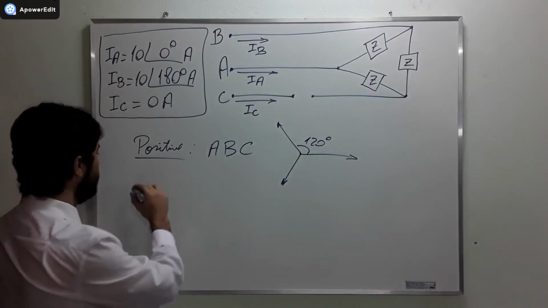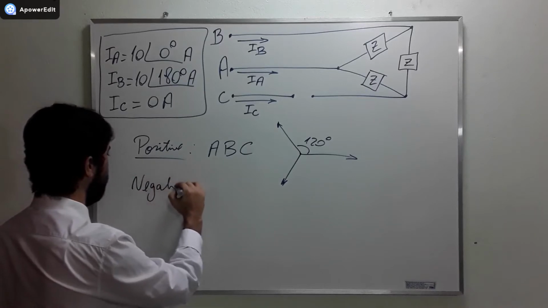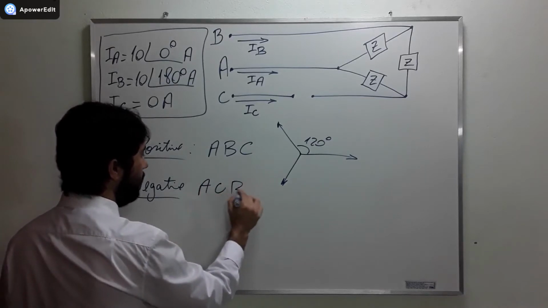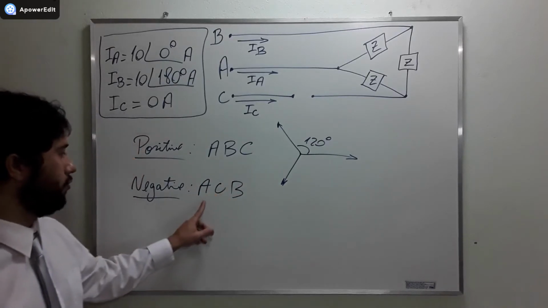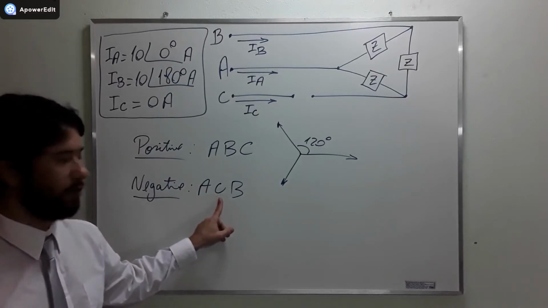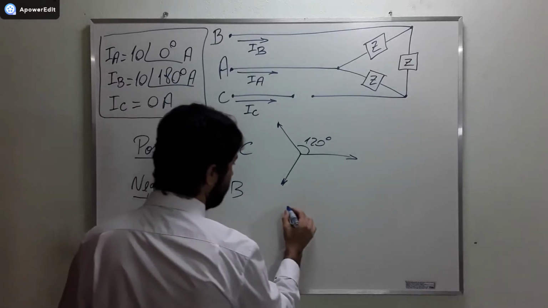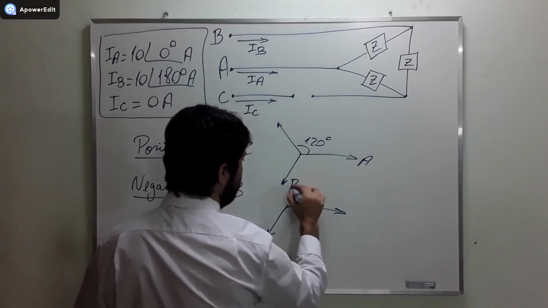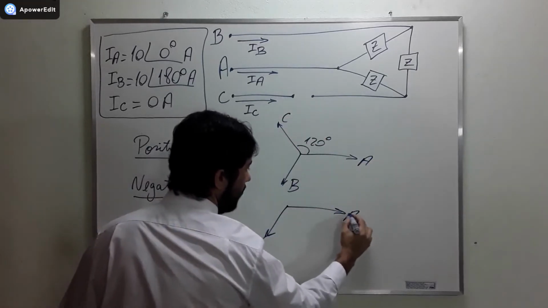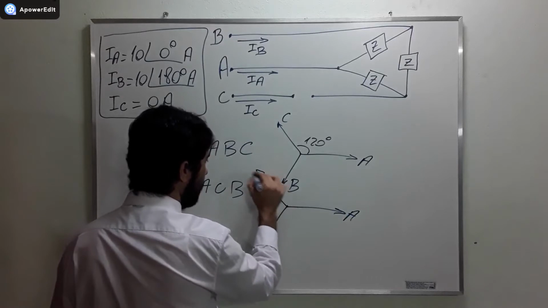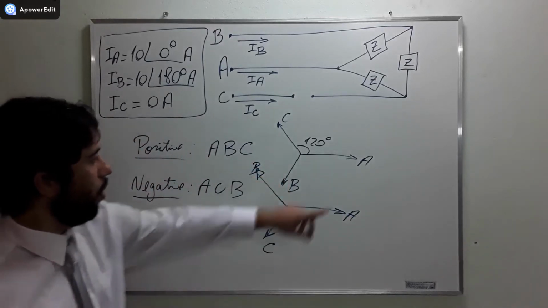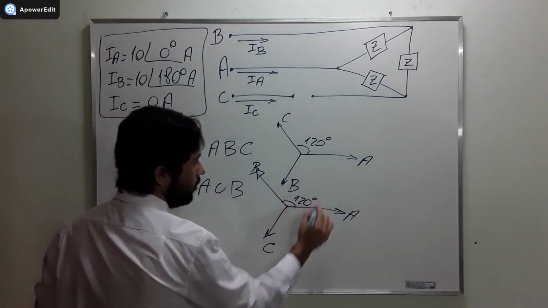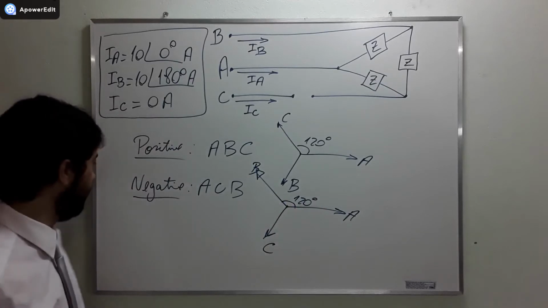And the negative sequence is A, C, B. Now, A comes first and C comes after A. Okay? So here is A, B, C, and here is A, C, and B. And they all rotate in the same direction, displaced by 120 degrees. And what is the zero sequence?